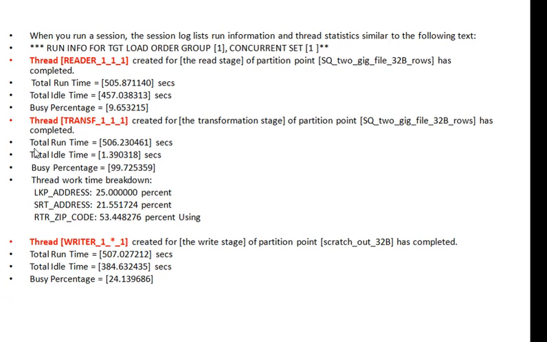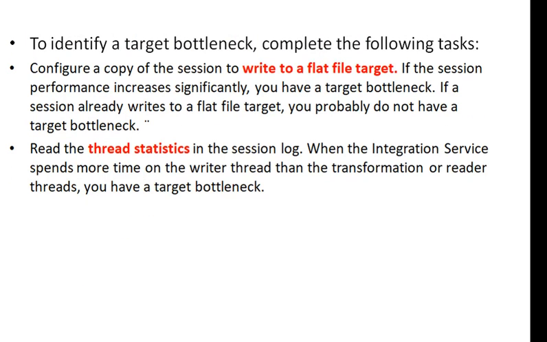So now we understand how to identify the bottlenecks with the threads. The thread which takes the most time, with the highest busy percentage, is the problematic thread. It can be your source thread, it can be your transformation thread, or it can be your target thread, which is called the writer thread. Moving on to the next. Now that you have identified the threads concept, or how to identify a bottleneck with the help of threads, there are other ways to identify the target bottlenecks.